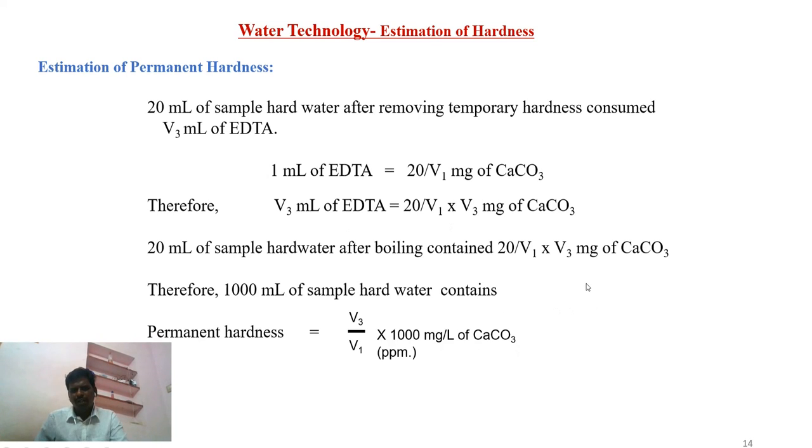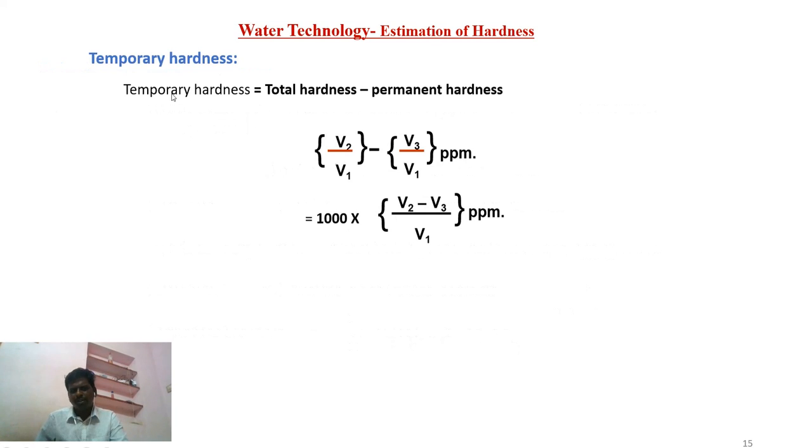Finally, we have to calculate the temporary hardness. We have to subtract the permanent hardness from the total hardness. So V2 by V1 is the total hardness, minus the permanent hardness, V3 by V1. For 1 liter we have to multiply with 1000.